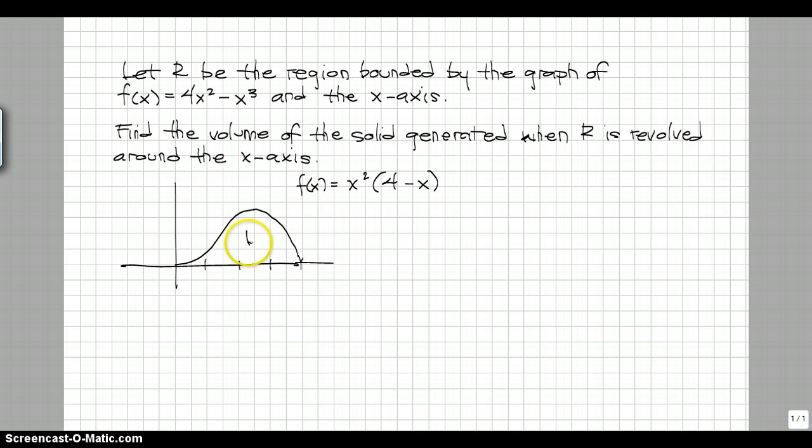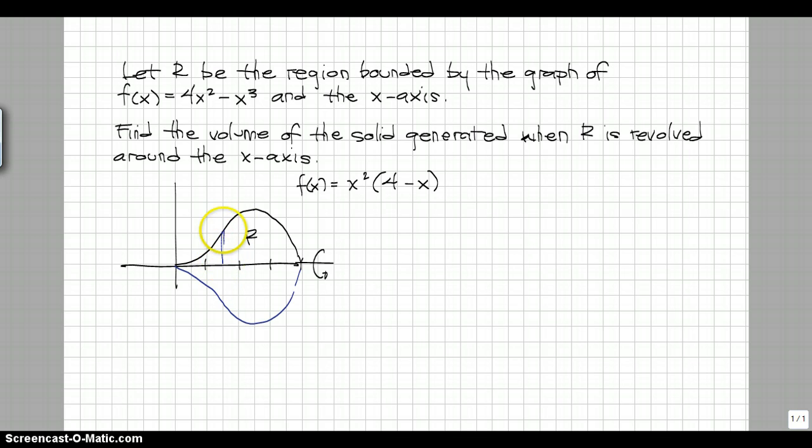I know that I'm going to have a region R that looks something like that. The double zero at 0, because I have x squared here, is telling me that I'm turning around at the x-axis at this point, so that's how I know the general shape of the curve. And the problem tells me that I'm revolving the curve around the x-axis, so I can sketch on a mirrored shape here.